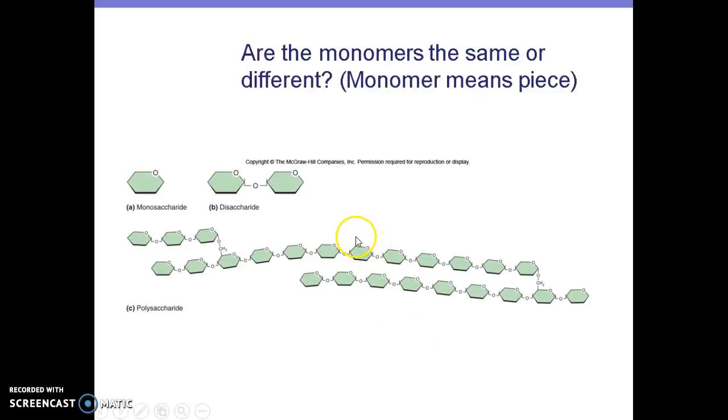So the monomers, the pieces, may all be the same, as in this picture, or they may all be different. Here we're talking about the carbohydrate category, and carbohydrates are made up of monosaccharides, disaccharides, and polysaccharides. I think you recognize mono, di, and poly. And in this case, all of these monomers are identical.